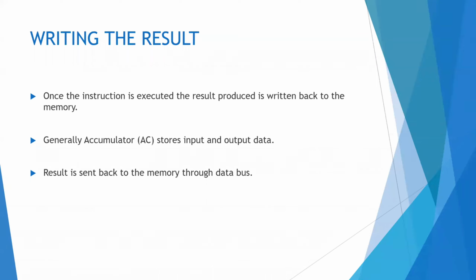Myself, Lakshmi Goyal, roll number 59. Basically, the instruction cycle has four phases: fetch instruction, decode instruction, and execute instruction. The result produced is stored in the memory, and the result is sent back to the memory through the data bus.